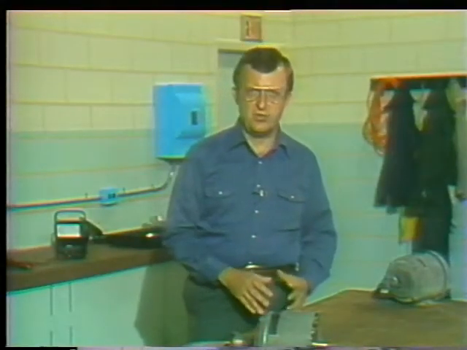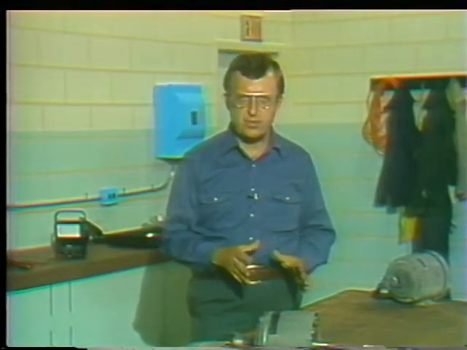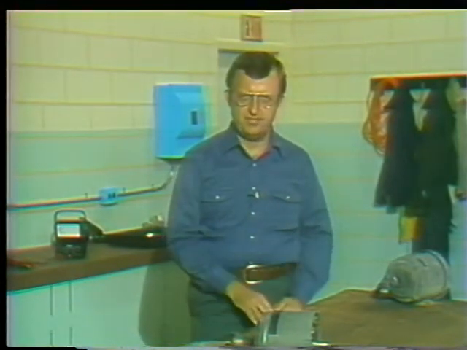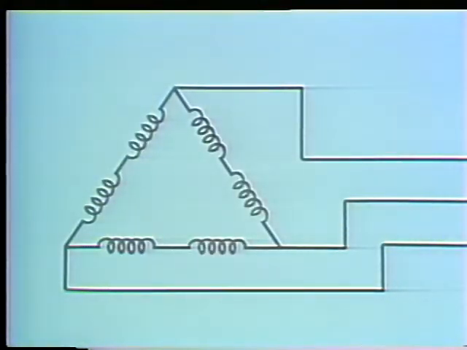In a delta wound motor, you always get continuity between 2 leads, even if there's an open in one of the coils. This is because of the delta connection. Let's look at the schematic of a delta wound motor. We'll say there's an open in one coil.